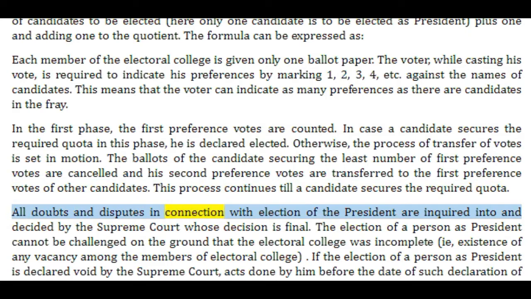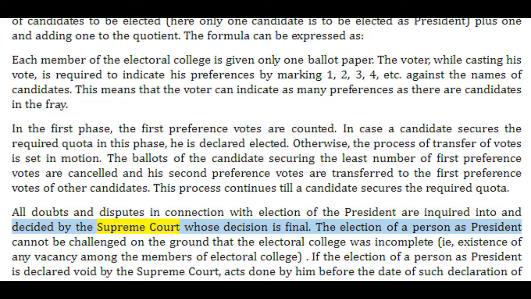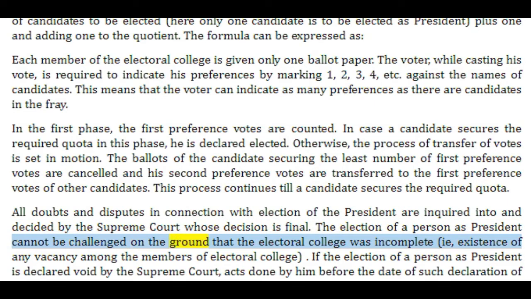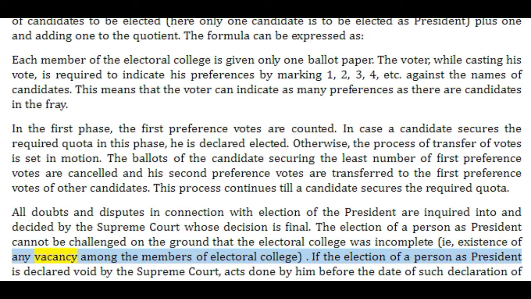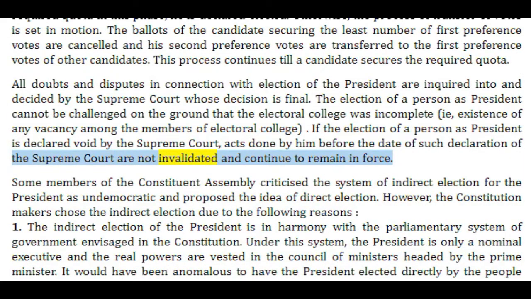All doubts and disputes in connection with the election of the President are inquired into and decided by the Supreme Court, whose decision is final. The election of a person as President cannot be challenged on the ground that the electoral college was incomplete, i.e., existence of any vacancy among the members of the electoral college. If the election of a person as President is declared void by the Supreme Court, acts done by him before the date of such declaration are not invalidated and continue to remain in force.